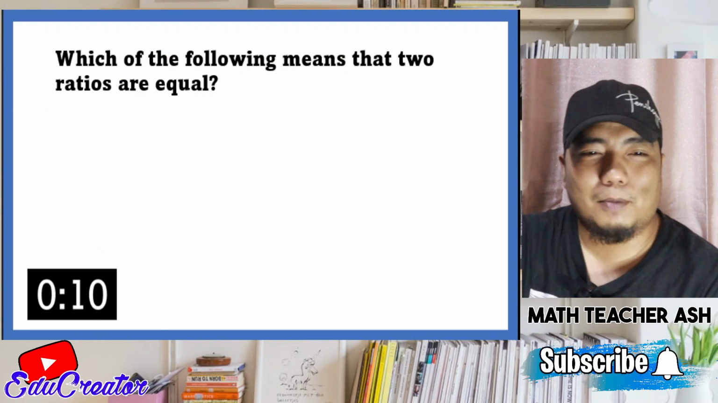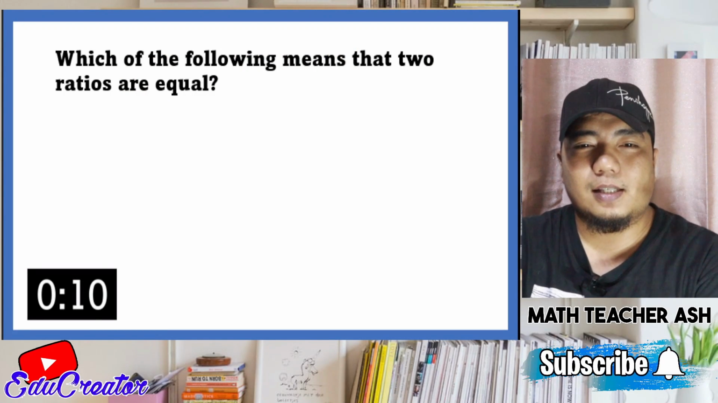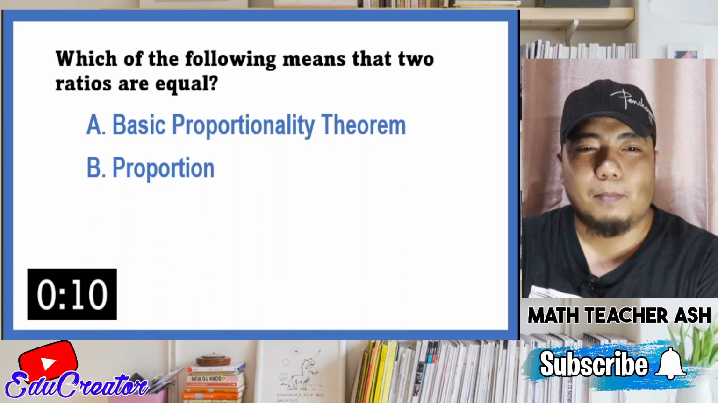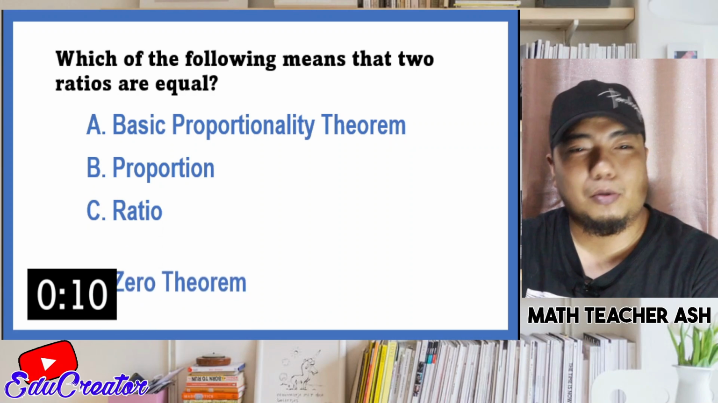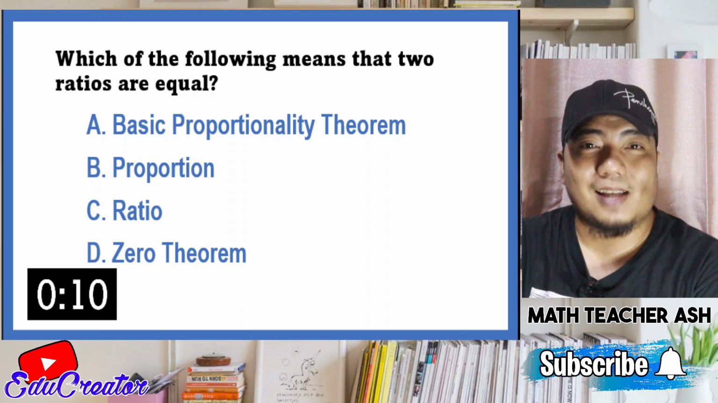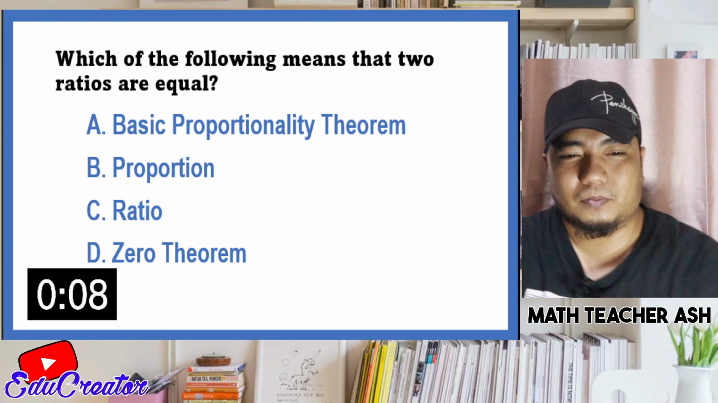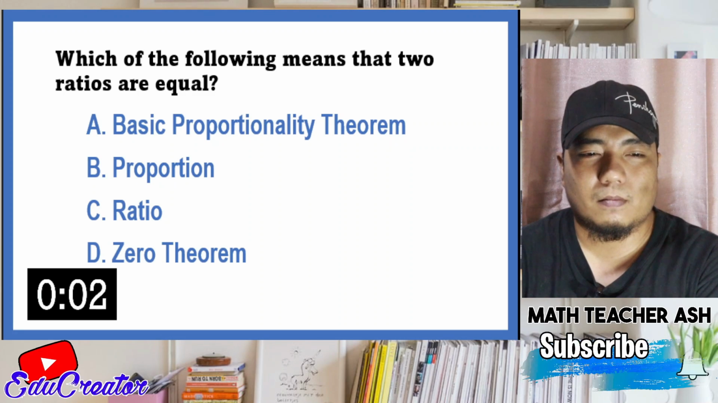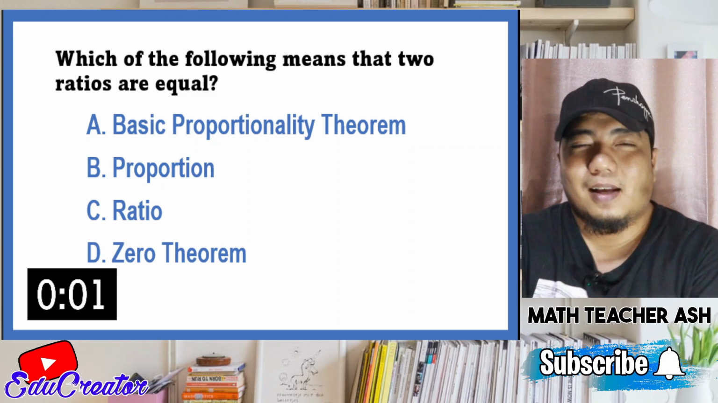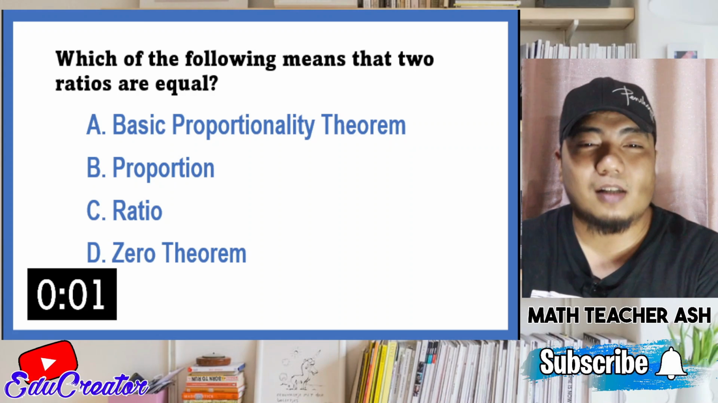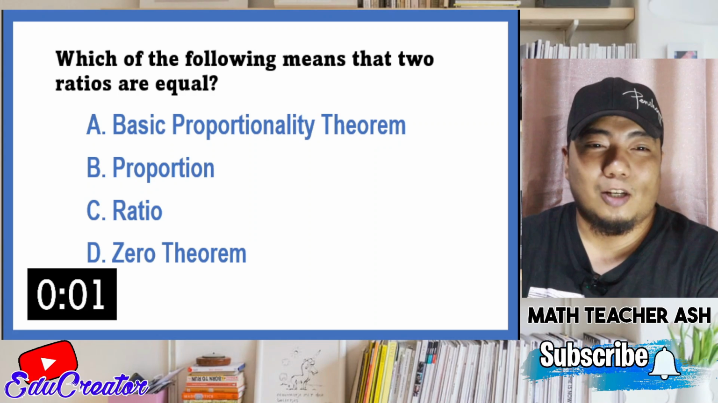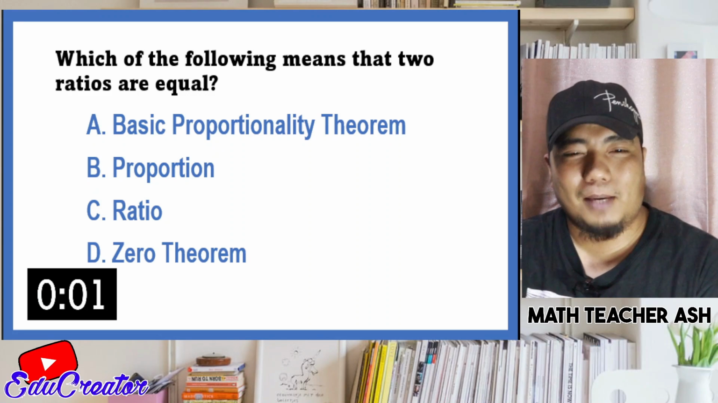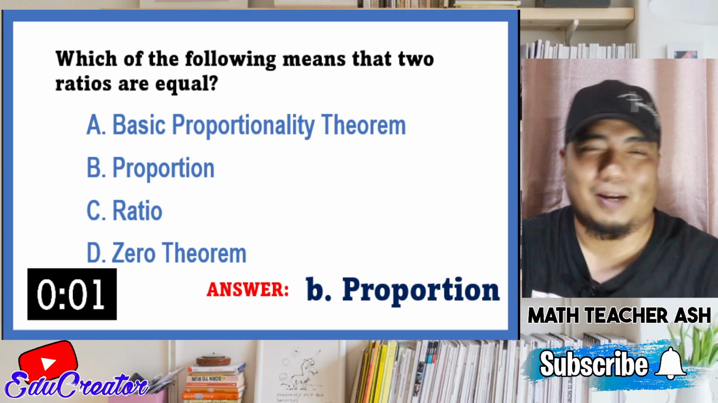So question number 1. Which of the following means that two ratios are equal? Is it A, basic proportionality theorem, B, proportion, C, ratio, or letter D, zero theorem? Your 10 seconds starts now. Okay, my dear math learners, this question is very easy because the definition, two ratios are equal, is being owned by the term letter B, proportion. All right, so we are correct, my dear math learners.